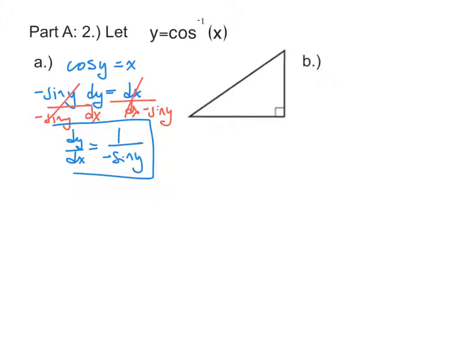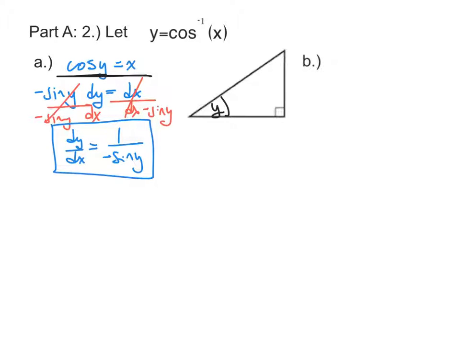That's all I want for part A. That's the derivative in terms of y. In part B, I want you to take the next step and find the derivative in terms of x. And that's where we're going to need the triangle. If you go back to our very first step where we have cosine of y is equal to x, the angle would be y. So I'm going to take that y and put it in one of the angles.